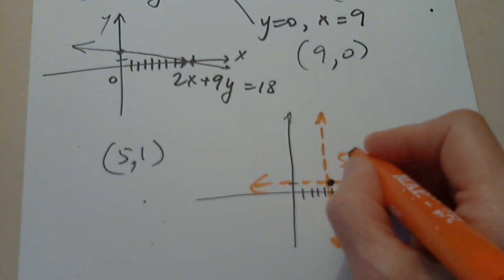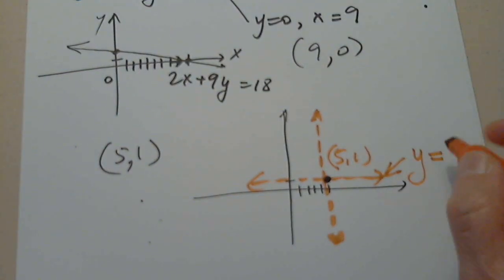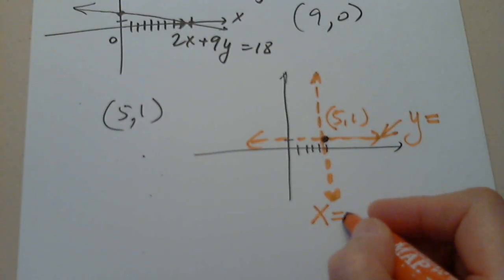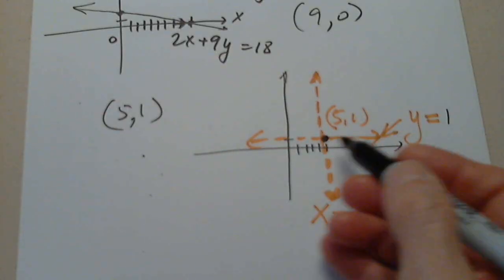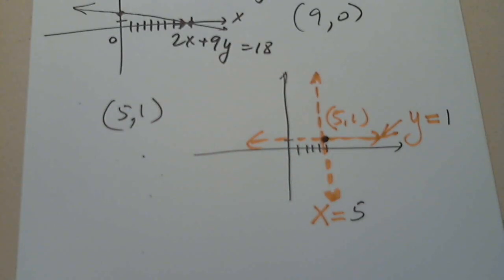So this point is 5, comma 1. I need to determine the equation of this line, which is y equals, because it's altitude, and I need to determine position or location, the equation of this line passing through this point. So what do you think? Y equals 1, X equals 5. Of course, y equals 1. Altitude 1, position or location 5. Any questions on this problem?